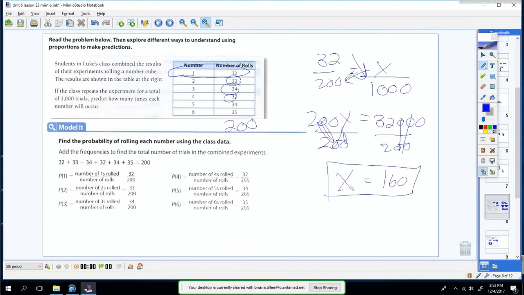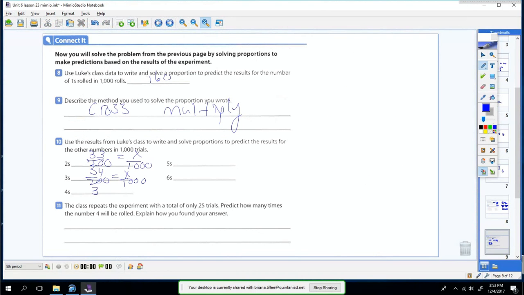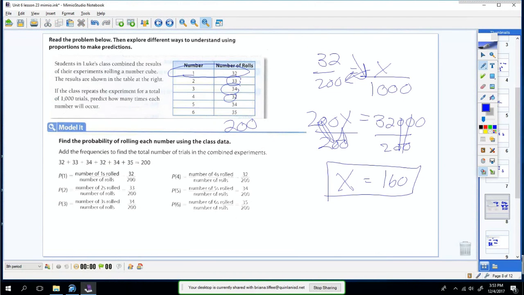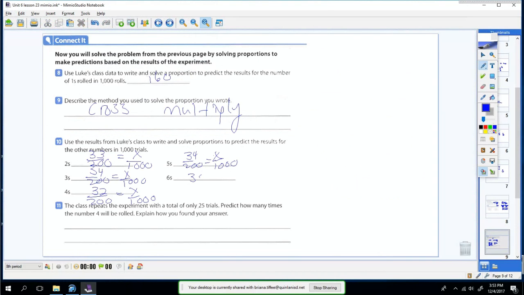The 4 appeared 32 times. So you have 32 over 200 is equal to x over 1,000. Then the 5s appear 34 out of the 200 times. So you're going to have 34 over 200 equal to x over 1,000. And then finally, the 6s appear 35 times. So you're going to have 35 over 200, not 2,000, 200, is equal to x over 1,000. So remember, you got to go back and solve these to figure out the results for the predictions.